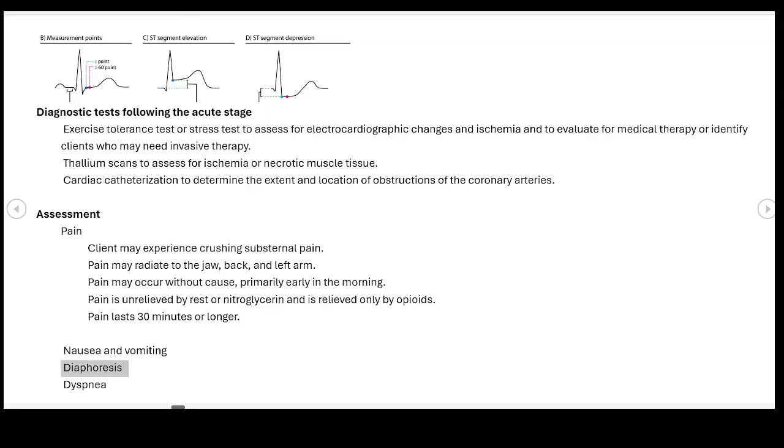The person will be having sweating, which is the symptom of diaphoresis, and then they'll be complaining of dyspnea. So those are the things that you should know when somebody is having a myocardial infarction.